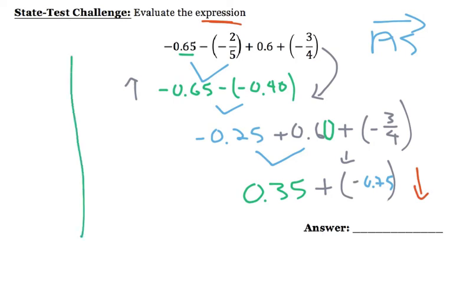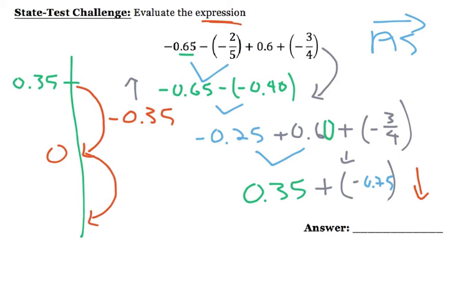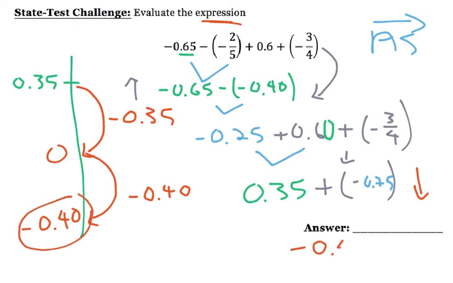So on my last open number line, I start at 35 hundredths. I know we're going down, so we're going to make it to 0. And then of the 75, I should have 40 left over. And that's how you would get the answer of negative 40 hundredths, or negative 4 tenths.